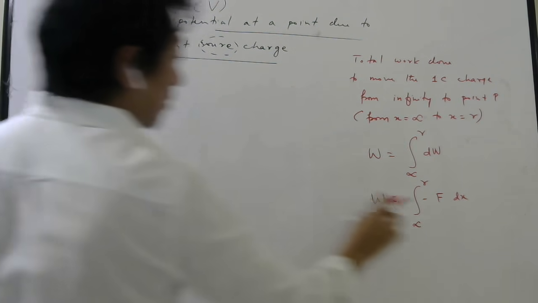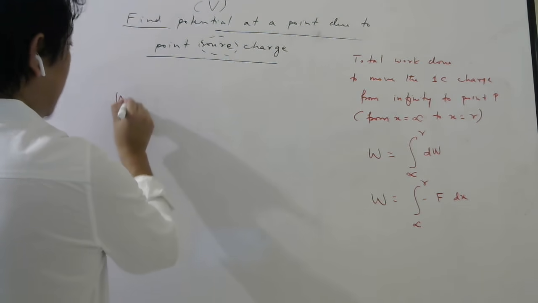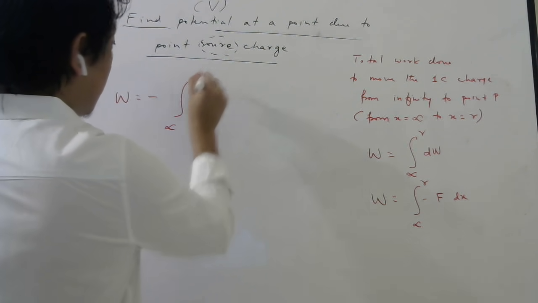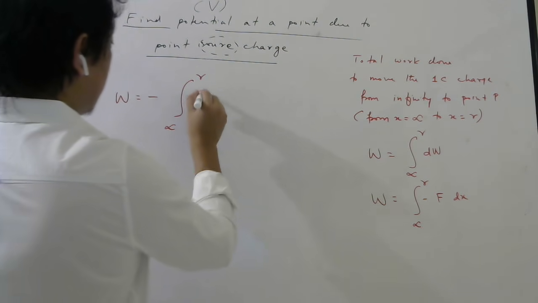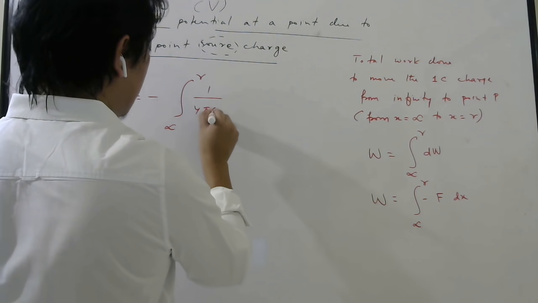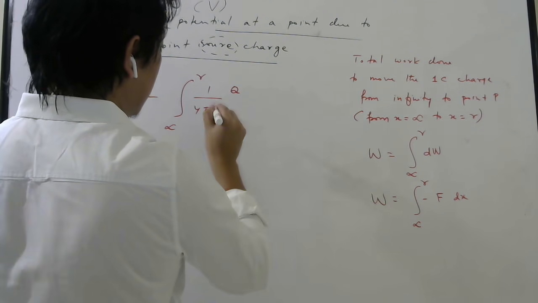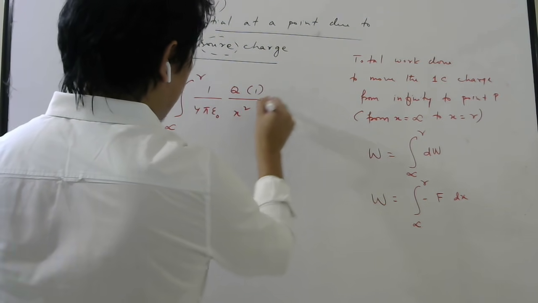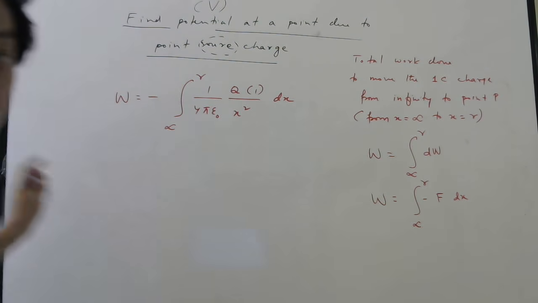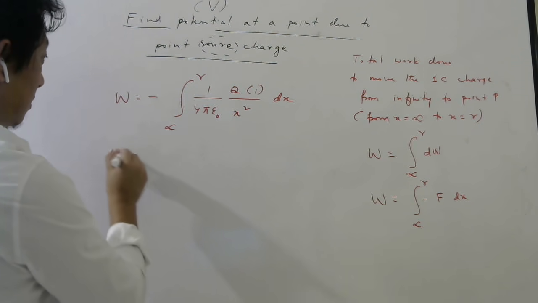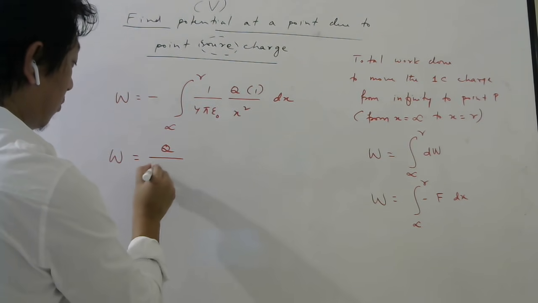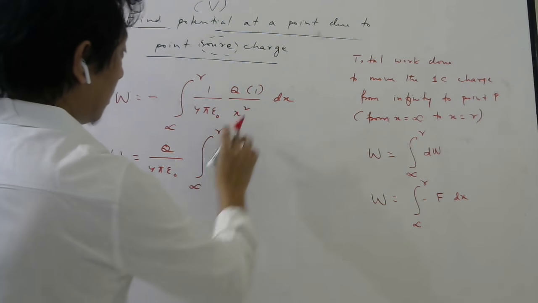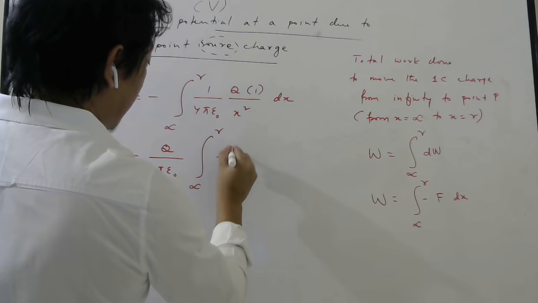So now, what is the formula for this force we wrote already? Minus sign I can write here, infinity to r. This F is how much? F is 1 by 4 pi epsilon naught, source charge is capital Q, the other charge is 1 coulomb, divided by x square, dx. Constants you can take outside. The constants are Q and 4 pi epsilon naught. What is left? Integration infinity to r. 1 by x square I can write as x power minus 2.